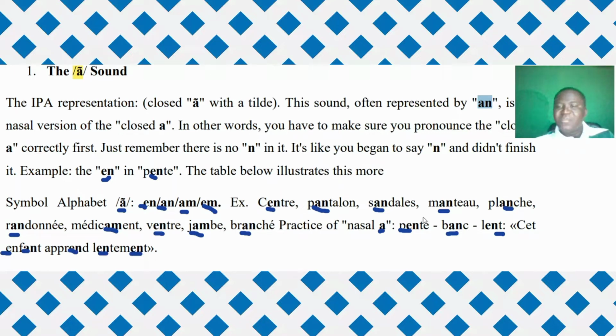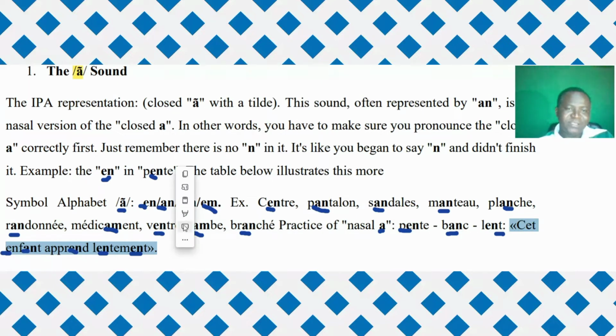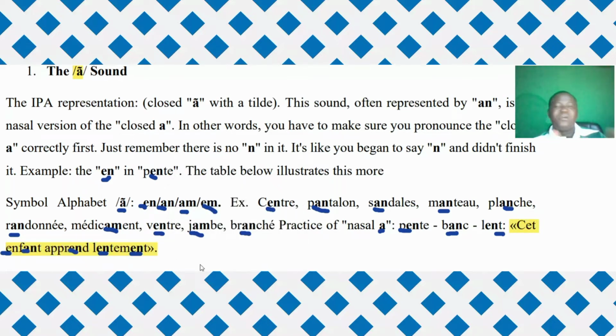Good. So let's repeat this sentence again. We can see that in this last sentence, we practice the sound of words. Which sound do we practice? Yes, the nasal sound, the A form. So here we have cet enfant. Say that. Cet enfant apprend lentement. So we have practised the two sounds here, the nasal sound and the vowel sound. Are we there? Good. Let's move to the next one.